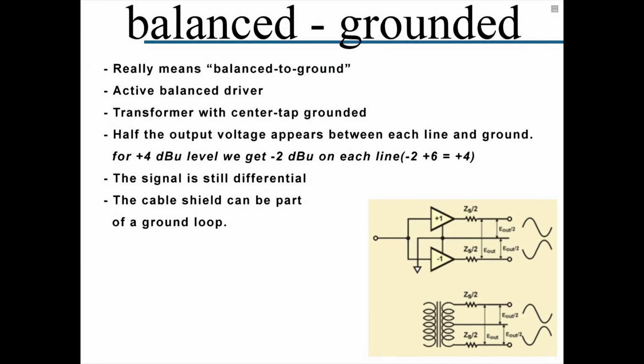A typical balanced output usually has an active balanced output circuit. However, most audio precision instruments use a transformer with the center tap grounded. A characteristic of balanced to ground outputs is that half the output voltage appears between each line and ground, -6 dB on each, positive and negative. The signal is differential. However, the cable shield can be part of a ground loop.